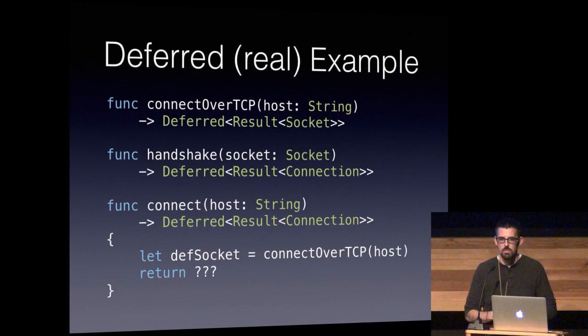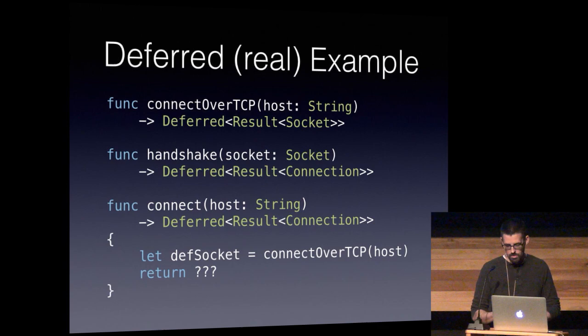So now we want to chain these things together. We have a host. We want a deferred result of a connection. So all right, we'll call the first one connect over TCP, and then what? Because there's no combination of bind or map that makes sense to put on that bottom line. The types don't match up. We'll come back to that idea of the types not matching up in a few minutes.